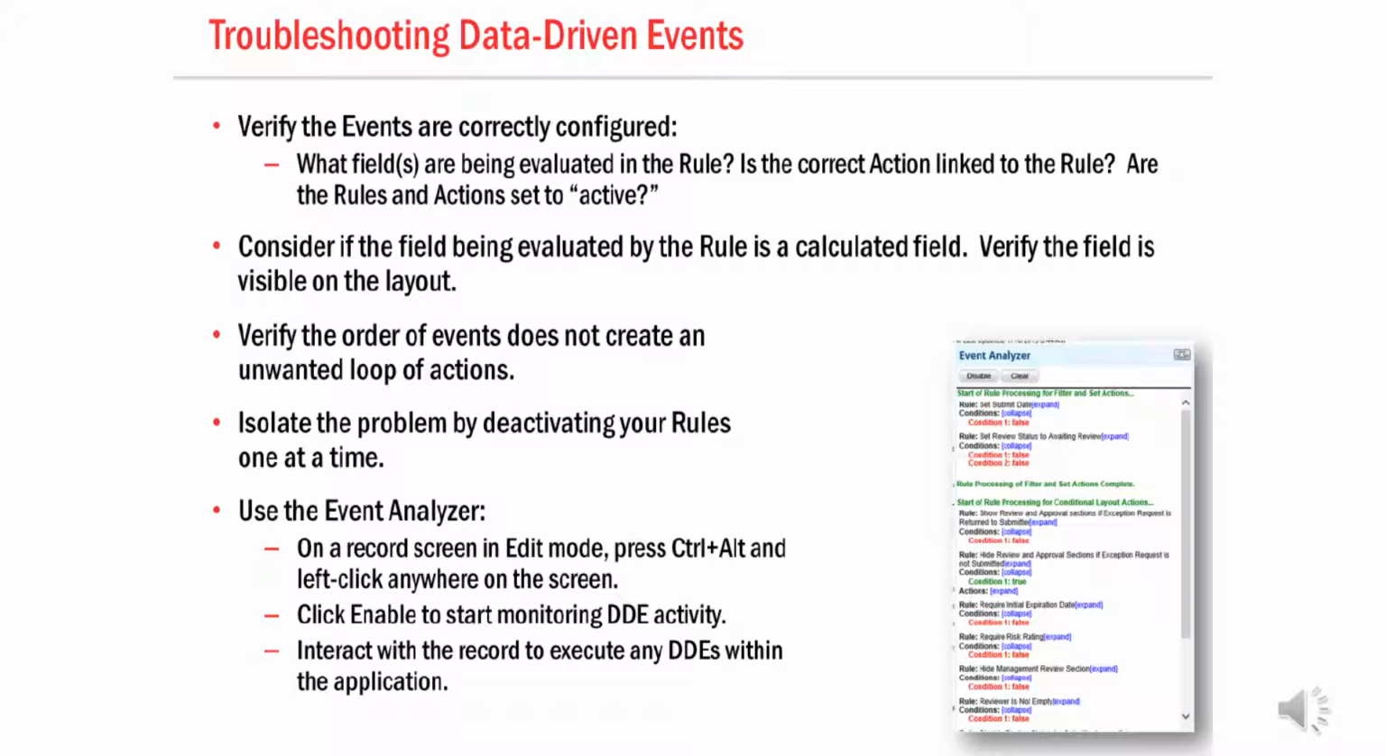Interact with the record such that a data-driven event condition is met. The Event Analyzer window will be populated with a listing of triggered conditions, evaluations and actions completed. This data may help you narrow in on any misconfigured rules or actions.